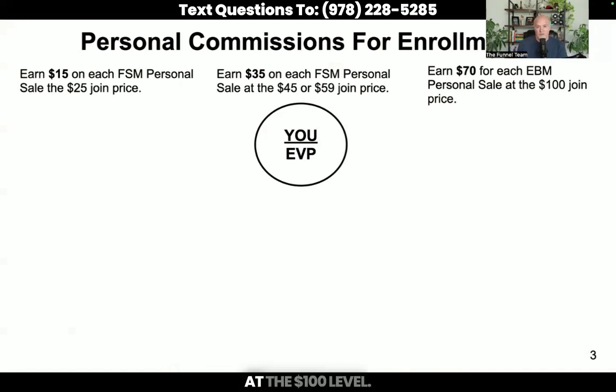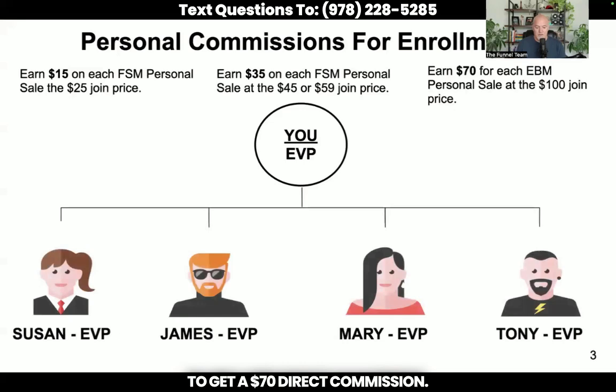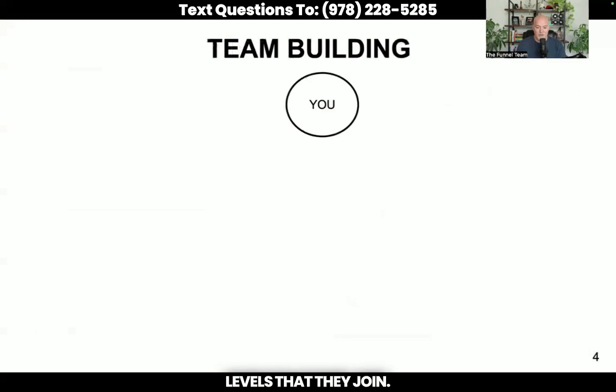And if someone joins you at the $100 level, and I'm just rounding up to make it easier versus saying $99.95, $100 is just easier, okay? So when someone joins at that level, you're going to get a $70 direct commission. So as you can see, you and then the people that you bring in, you earn the commissions based on the membership levels that they join, okay?